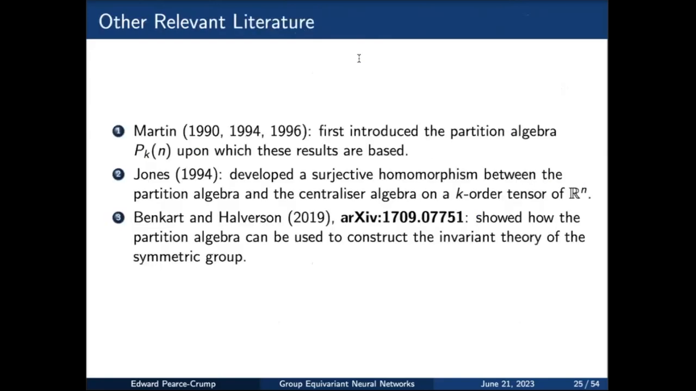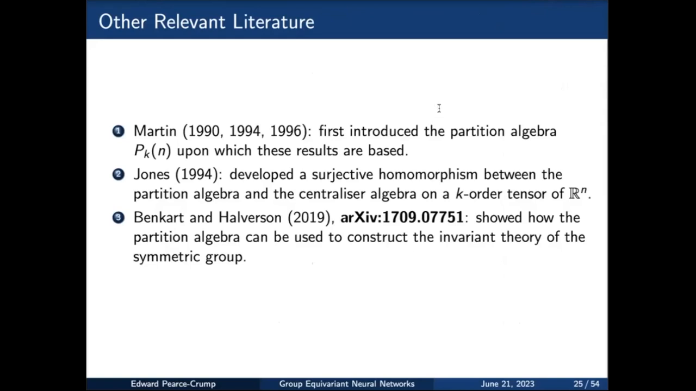So just to say where these ideas come from, they come really from work that appeared in statistical mechanics in the late 90s, looking at something called the Schur-Weyl duality between the partition algebra and the group algebra of the symmetric group. This was first introduced in a series of papers by Paul Martin. And then Vaughan Jones found a surjective homomorphism from the partition algebra.